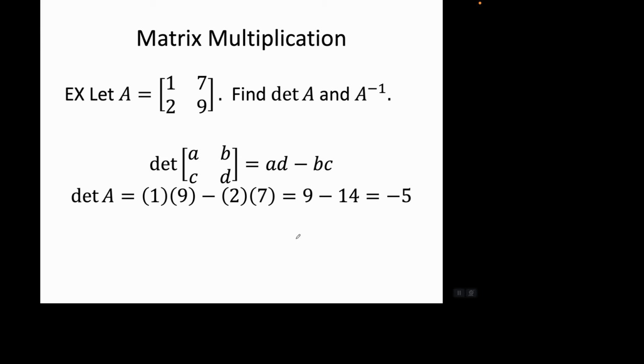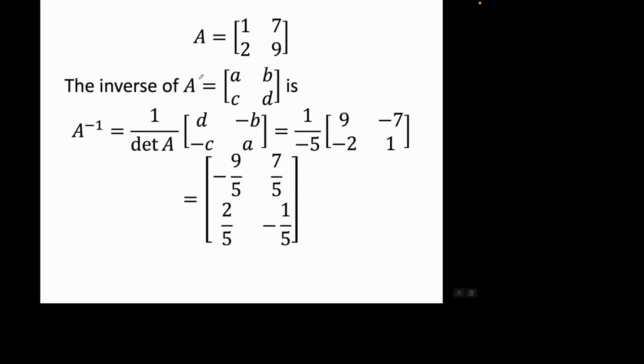Okay, the determinant of A is going to be AD minus BC. So AD, that's 1 times 9, minus BC. Well, for BC you're multiplying together 2 and 7. So 1 times 9 minus 2 times 7, that's 9 minus 14, negative 5.